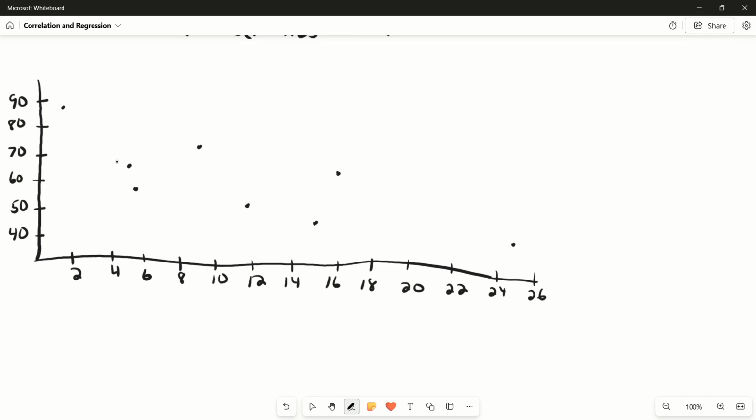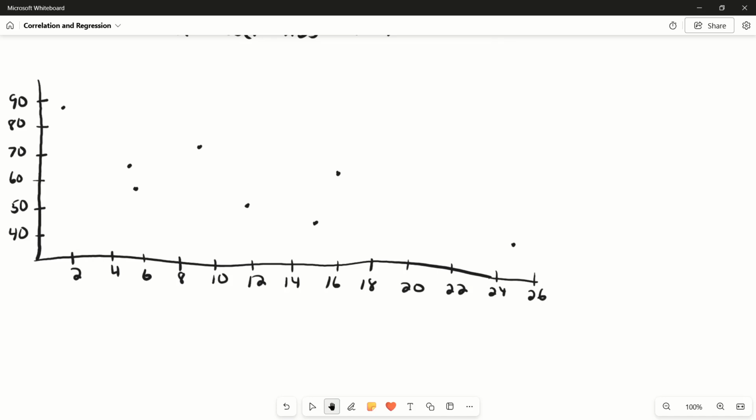And you can see there's a negative correlation because if I were to draw the best fitting line here, the best fitting line would go down. It would have a negative slope. And we're actually going to draw that best fitting line, that regression line, shortly. I started with the correlation first and the scatter plot.